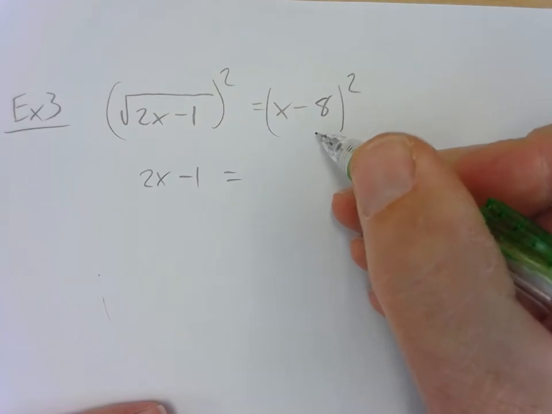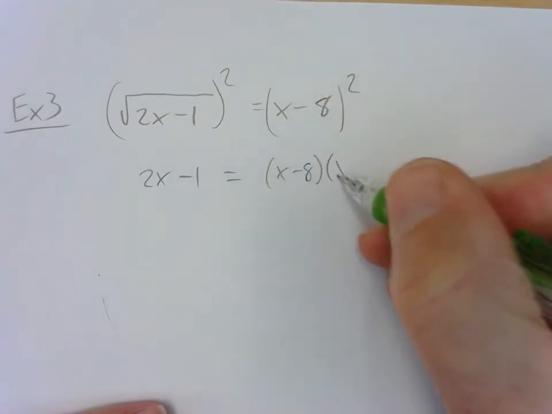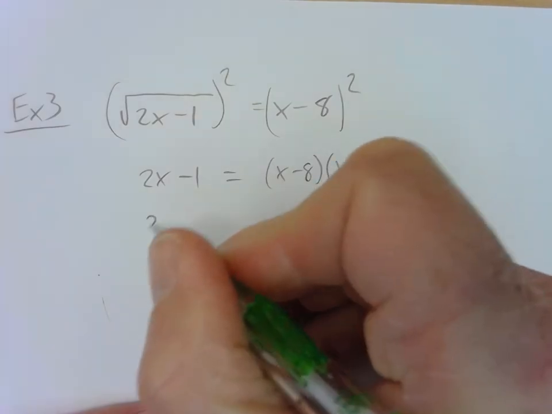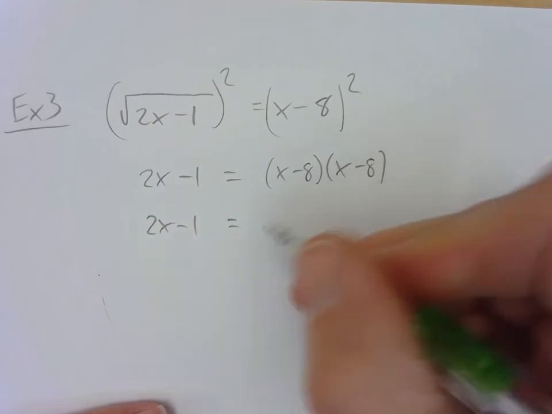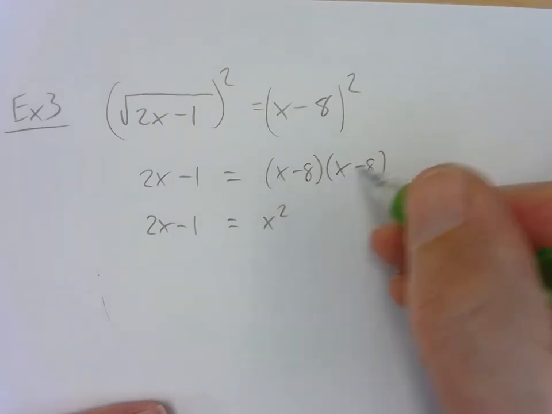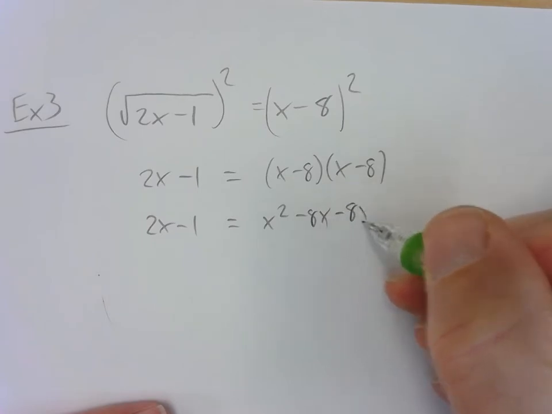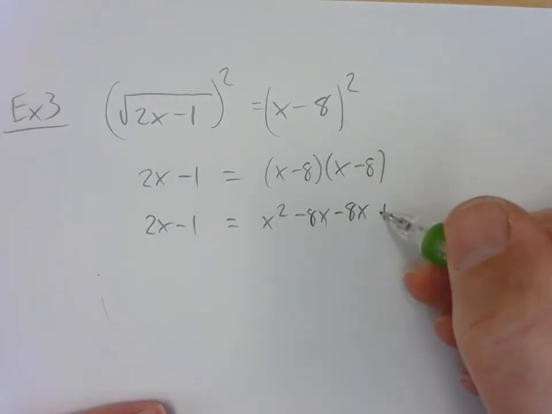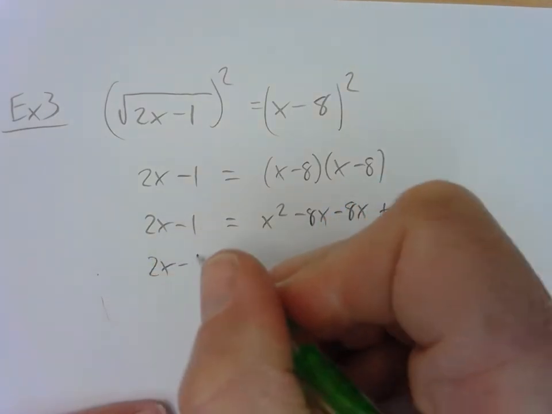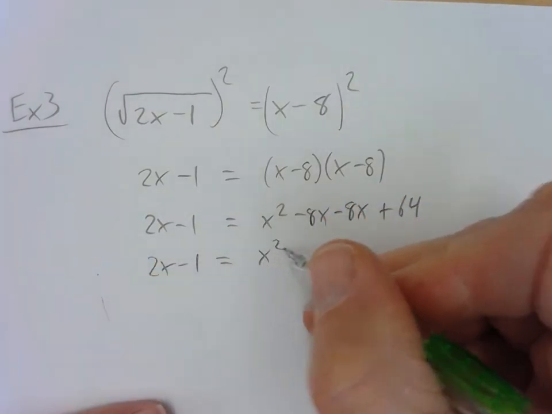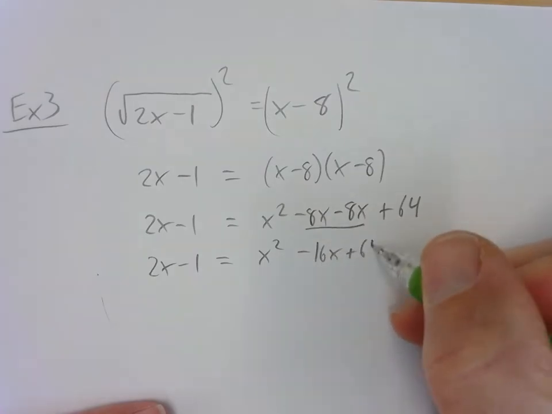Now when you square a binomial, you have to write it down twice. x minus 8, x minus 8. 2x minus 1 falls down. Distribute. x squared minus 8x minus 8x plus 64. 2x minus 1 is equal to x squared minus, put these together, 16x plus 64.